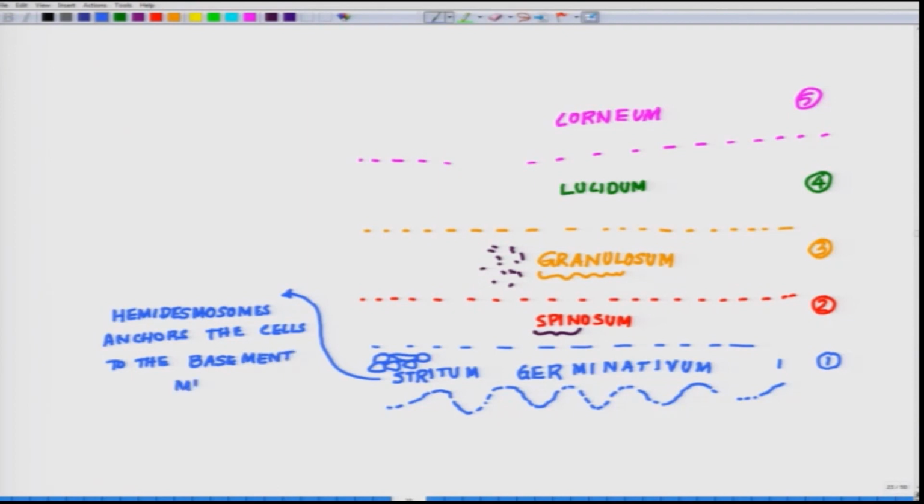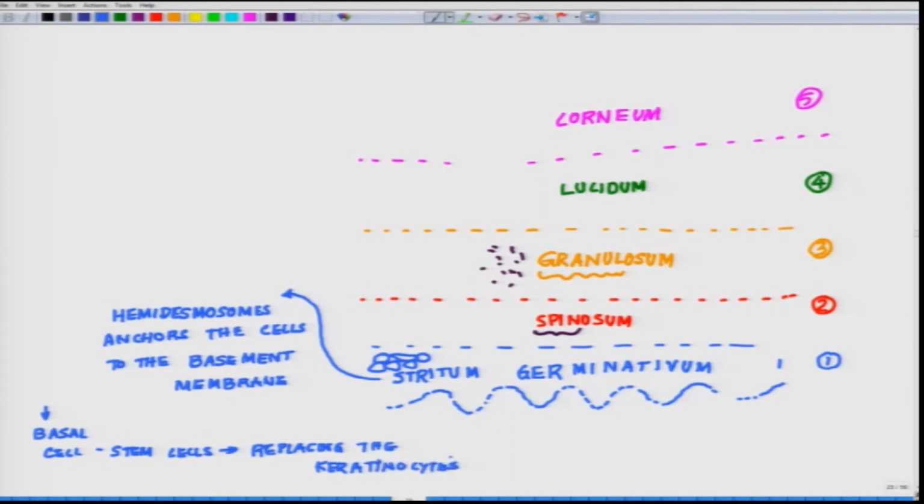Basement membrane. Now, this layer has different cell types. One is called basal cells. These basal cells are nothing but what we call stem cells, and these help in replacing the keratinocytes, which are the skin cells.